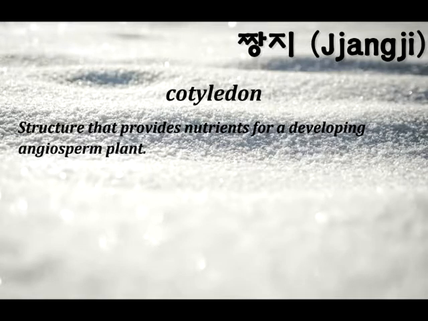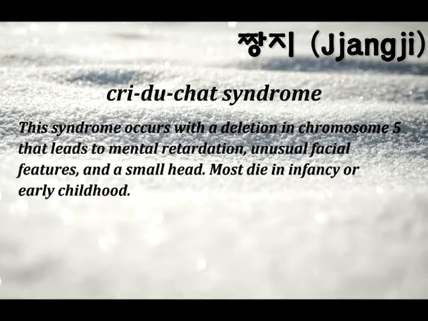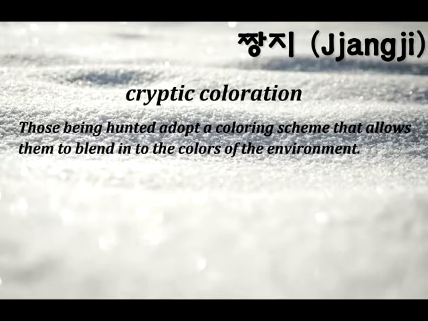Cotyledon: structure that provides nutrients for a developing angiosperm plant. Cri-du-chat syndrome: this syndrome occurs with a deletion in chromosome 5 that leads to mental retardation, unusual facial features, and a small head. Most die in infancy or early childhood. Cryptic coloration: those being hunted adopt a coloring scheme that allows them to blend into the colors of the environment.